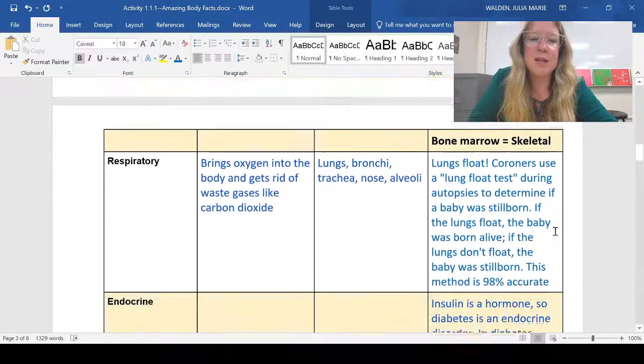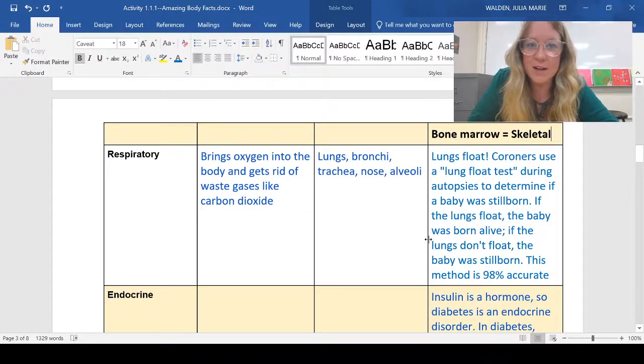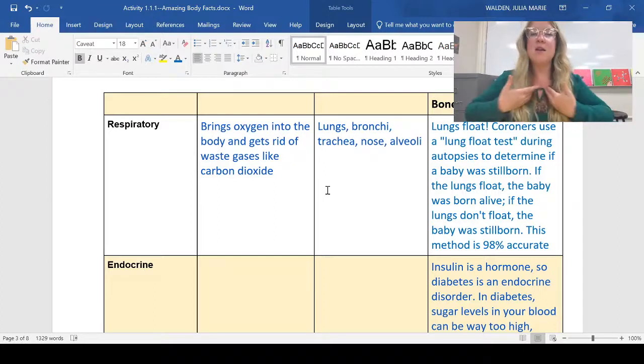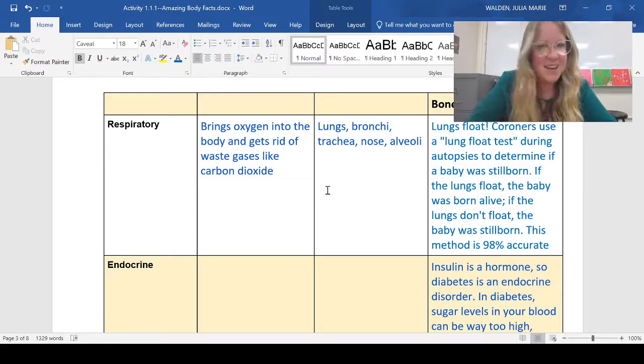All right, second example. Now, I've added these onto this document, but they're not on your document. So I want you to do your own fact for the respiratory system and your own fact for the endocrine system, etc. The respiratory system brings in oxygen and gets rid of carbon dioxide, we all know that. It contains the lungs and also all those tubes that get the air from your mouth or nose to your lungs. Bronchi are the tubes that split off to each lung. The trachea is your windpipe. Hey, that was from the crossword puzzle in the escape room.